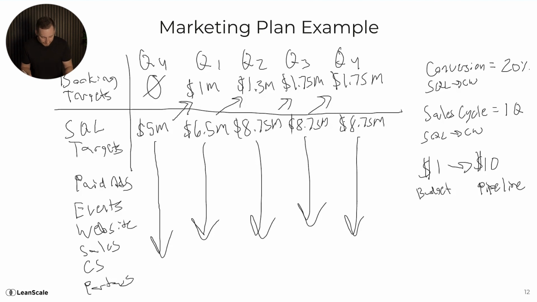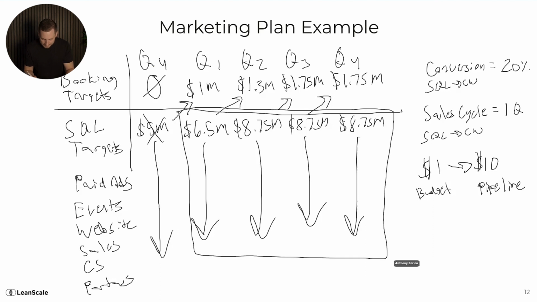Okay, now that we have the SQL targets that are set up to achieve the bookings goals, one of the most important questions is, what type of marketing budget do you need in order to achieve the goals that you just put on paper? So what we're going to look at, I'm not going to take a look at Q4 for this purpose. I'm going to assume that was baked into the previous year's plan. So I'm going to look at the budget for these four quarters, and I'm going to look at that baseline of $1 of budget equals $10 of pipeline.